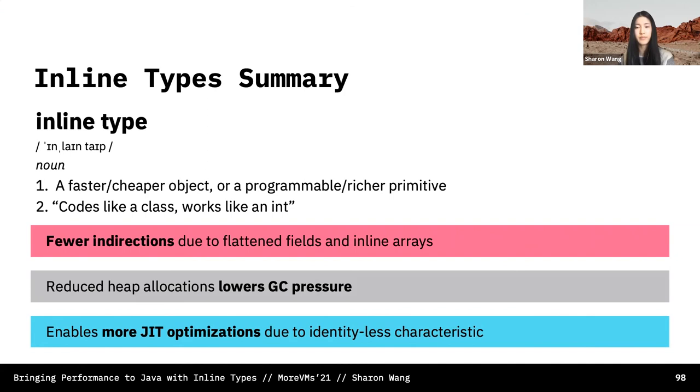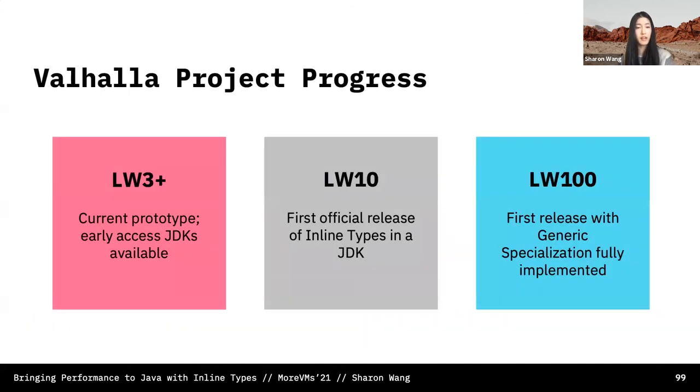And lastly, it's easier for the JIT to stack allocate, pursue scalarization, and attempt other optimizations because inline types don't have identity. In the grand scheme of the Valhalla project, all the inline types work thus far is early access, and the specifics of the implementation are constantly evolving. Currently, experimental development of inline types is in the LW3 and beyond prototype stage, with a production release targeted for LW10 and a fully featured, tested, and validated LW100, which would be the completion of the Valhalla project.